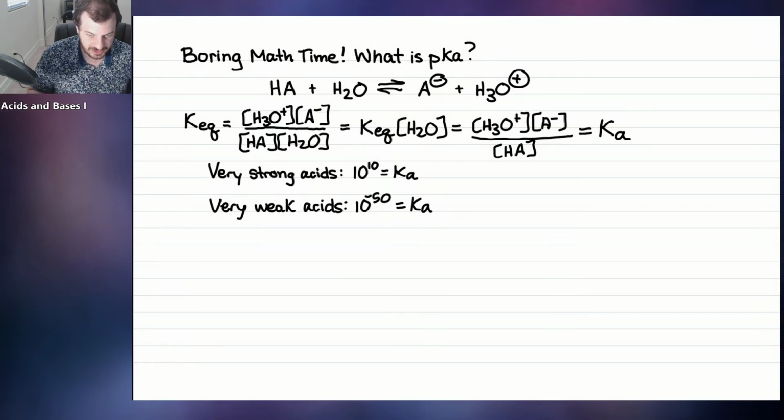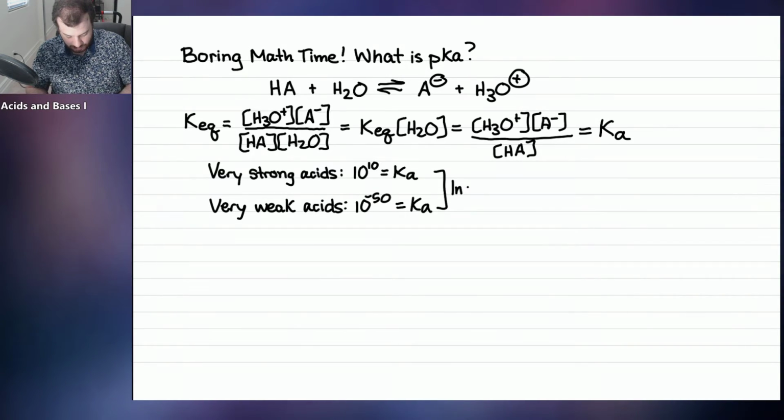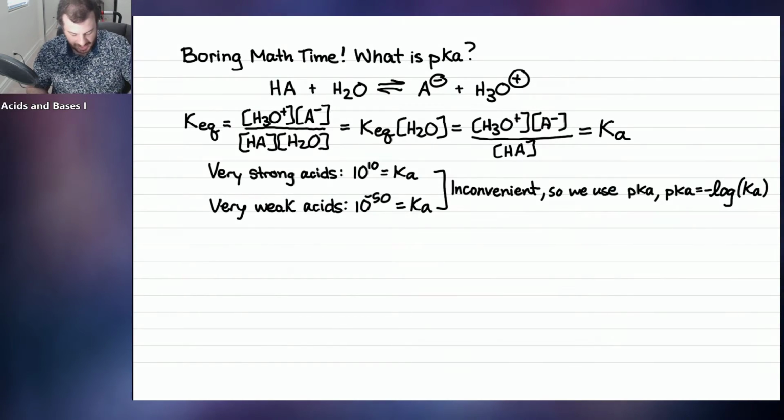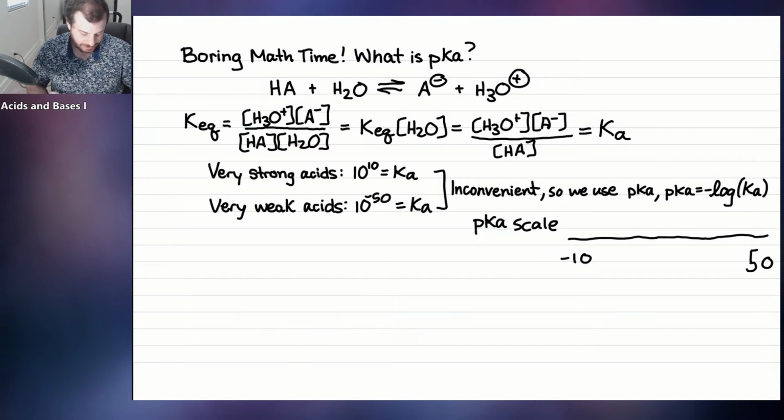Now, these numbers are not very convenient, 10 to the 10, 10 to the minus 50, so instead we use pKa, which is pKa equals the negative log of Ka. And so this gives us a pKa scale that ranges from about -10 all the way up to 50. And so it's a scale, kind of like the pH scale, except this is the pKa scale.